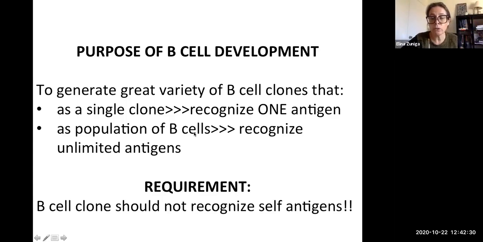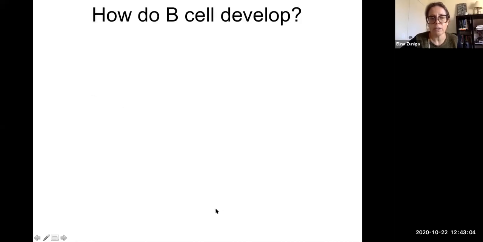But as a population of B cells, all the clones in our body will recognize an unlimited number of antigens. We said that we have millions of different specificities in our B cells as a whole in our body. And the requirement for B cell development is not to recognize self-antigens. Although that can happen, and we will see it in autoimmunity, the goal is to minimize this.